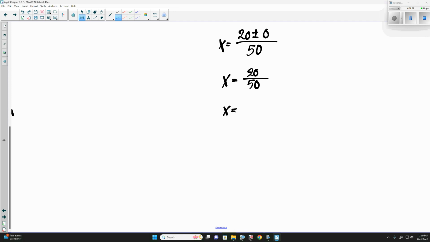Yeah, because they both have a common factor of 10. But that's it, it's 2/5. Questions on any of this here? We ready for the next one?